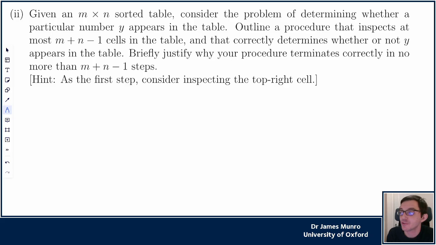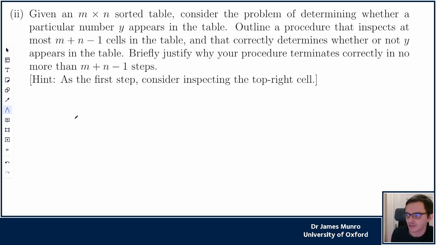Part 2 wants us to try and find an element y to decide whether it's in the table or not. We're not supposed to look at every element in the table. m times n is probably bigger than n plus 1, n plus n minus 1. So we can't look everywhere. We've got to be a bit systematic, and we're going to have to justify that our procedure is good enough.